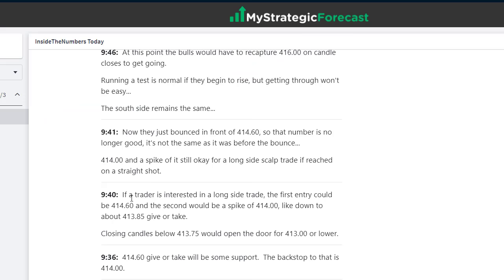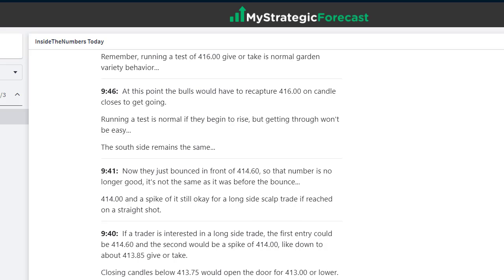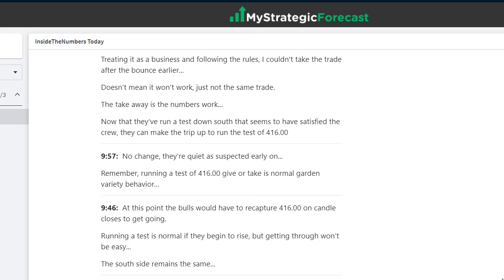Let's move along a little bit and see what else we've got. 940, if a trader's interested in a long side trade, the first entry could be 414.60. Same backstop, 414. Now they just bounced in front of 414.60, so the number is no longer good. It's not the same as it was before. So therefore, it wasn't a trade I was willing to take after they bounced in front of it. That's just my way. It was still support nonetheless.